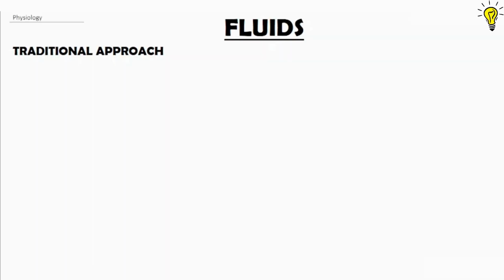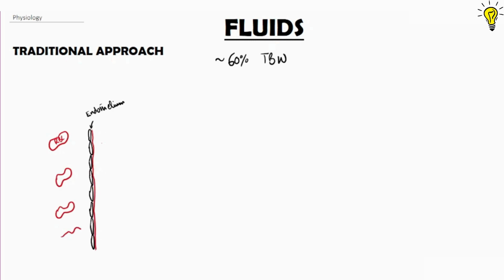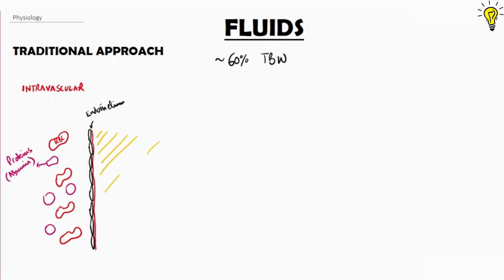Let's quickly go through the traditional understanding of what you know already. Water makes 60% of total body weight. The functional compartment includes intracellular and extracellular spaces. In extracellular space, we have intravascular or plasma space, separated from the yellow-colored interstitium by a semi-permeable endothelium.